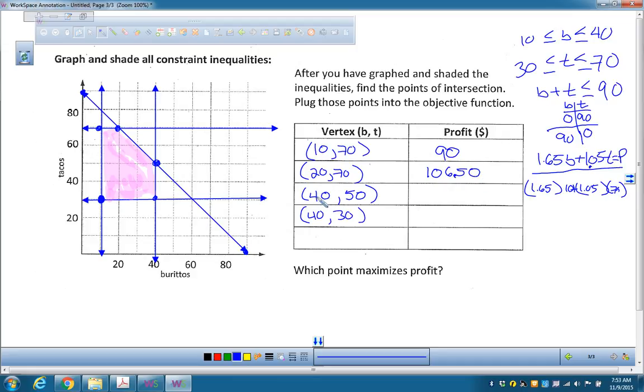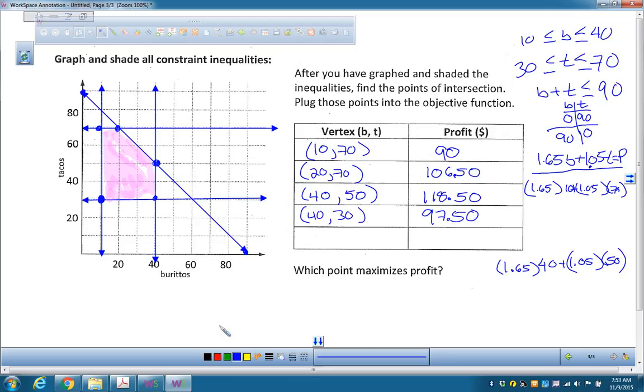If I plug in 40 comma 50, okay, let's just do it. I get 1.65 times 40 plus 1.05 times 50. If you do the math, you end up getting $118.50. And then I'm going to plug in this point, 40 comma 30, which gives you less than this, right? Because I have 20 fewer tacos than I have burritos, so obviously it's going to give you less, but still you should plug it in, and in that case you get $97.50.